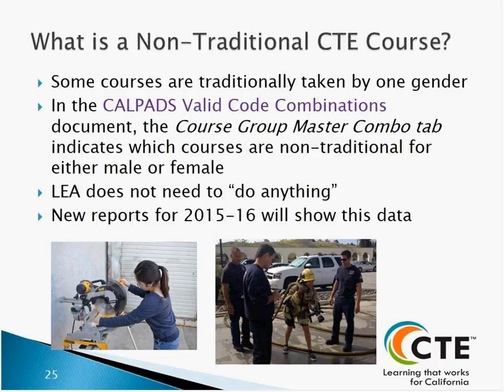And you don't have to do anything. Again, if you've mapped it to the right course between 4,000 and 5,999, that course group master combo will automatically identify a course as non-traditional.